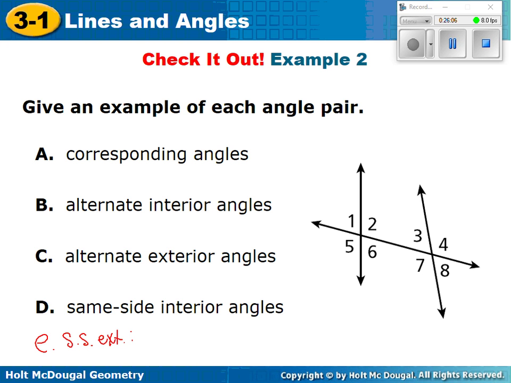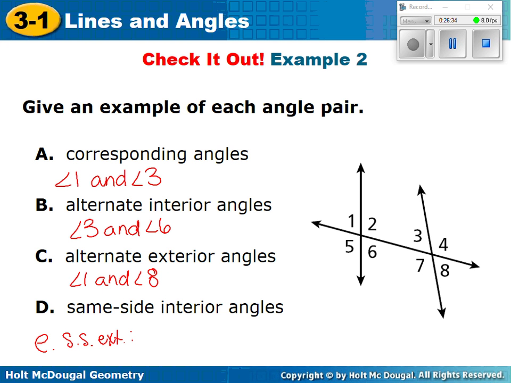Emma, can you give me corresponding angles part A? Angle 1 and 3. B, Lorena, can you give me alternate interior? Angle 3 and angle 6. Jordan, can you give me alternate exterior? Angle 1 and angle 8.